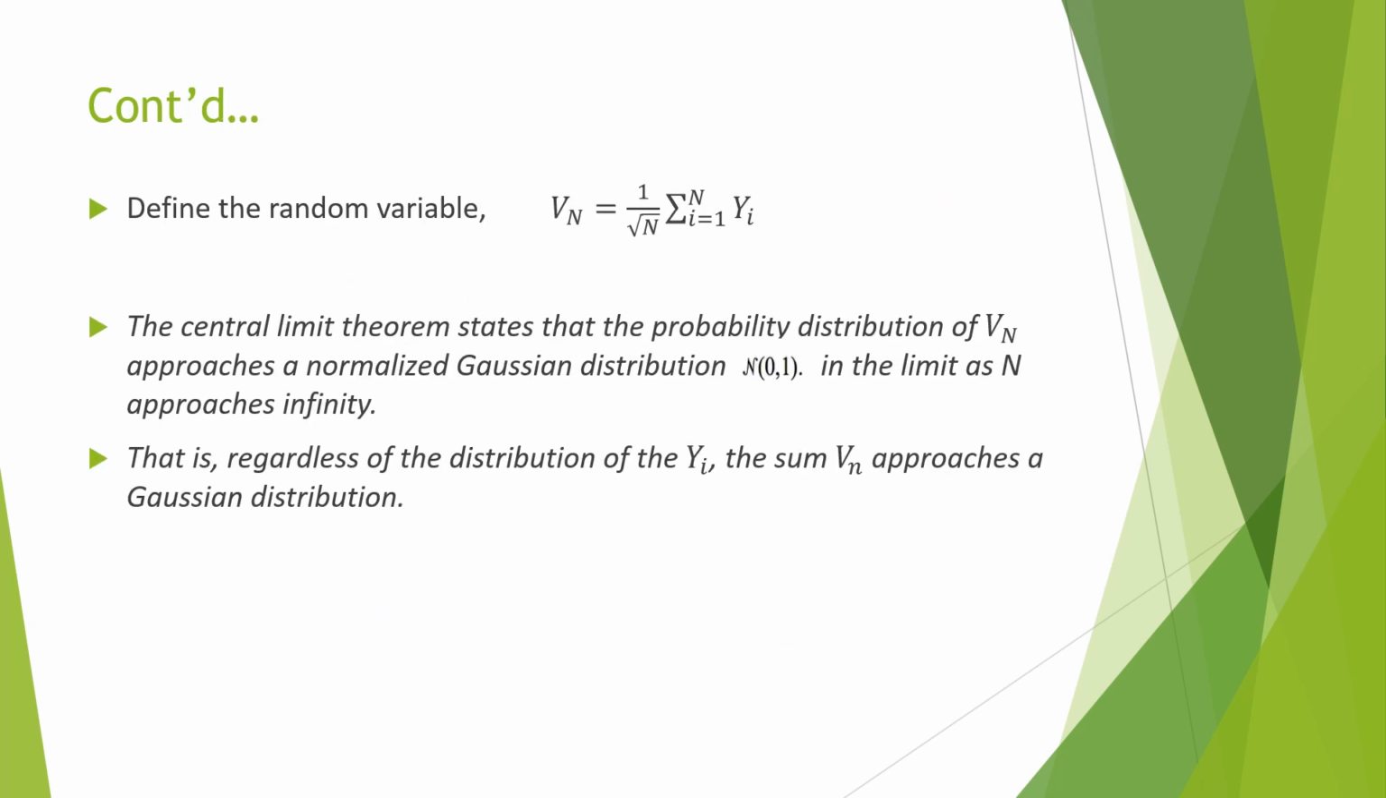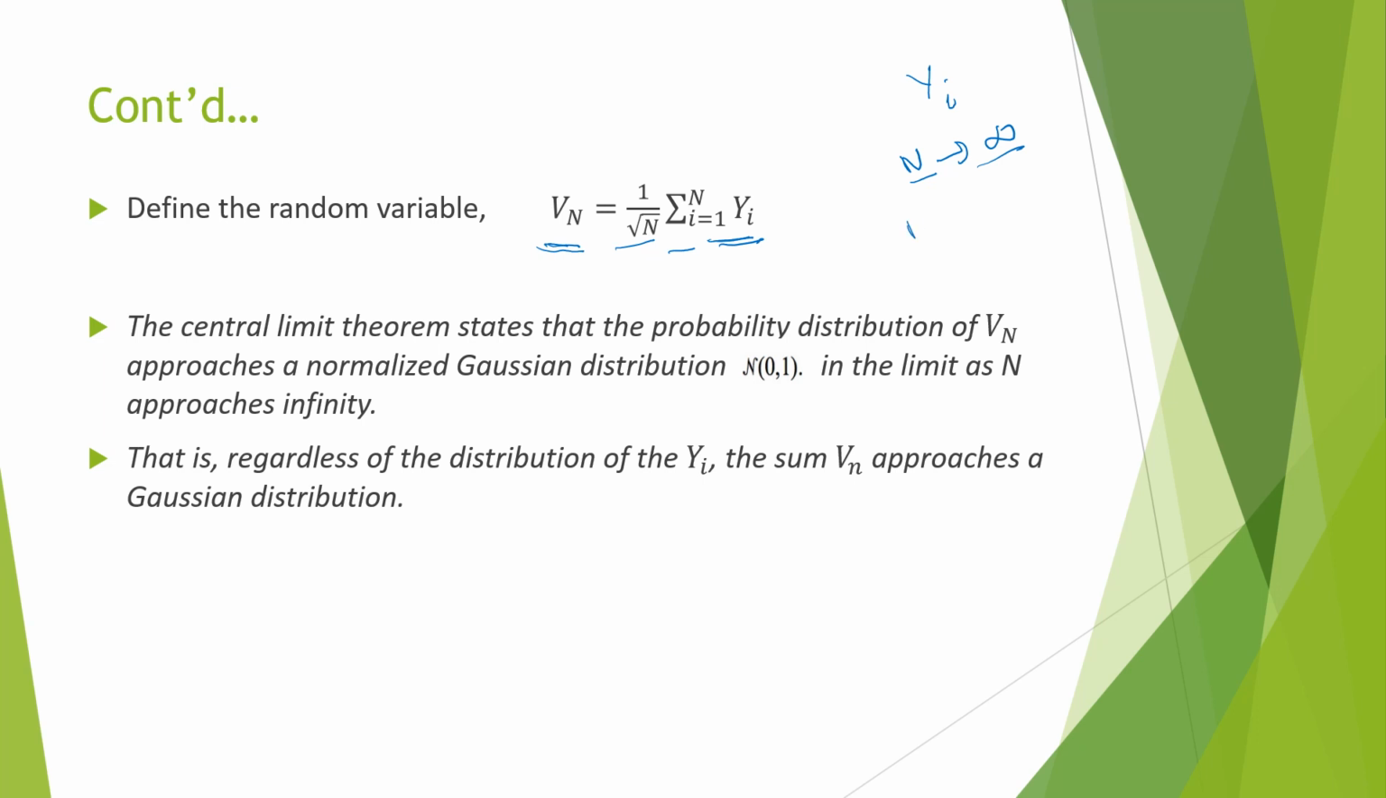Consider the equation Vn is equal to 1 by root n sigma i is equal to 1 to n yi. What is yi? yi is the normalized IID random variables that we have seen in the previous slide. So Vn is the linear combination of yi. Now as per the central limit theorem, the linear combination of normalized IID random variables leads to Gaussian distribution if n approaches infinity. It means if you combine the IID random variables, then it leads to Gaussian distribution provided n approaches infinity.